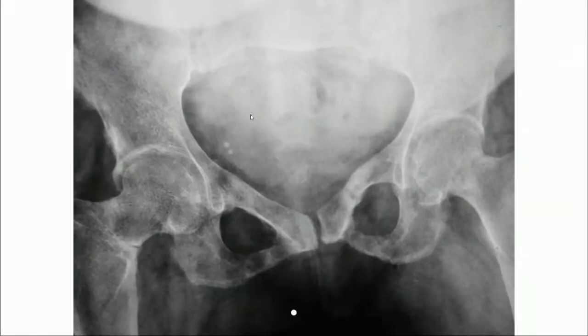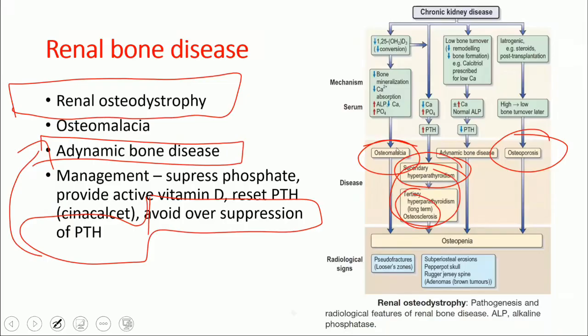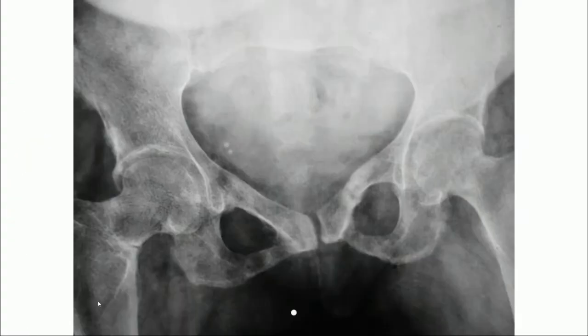Another thing that you see are these small fractures. They are also in this table. Right? So some of the other changes you see in renal bone disease are these looser zones, mostly in osteomalacia. Here you can see small fractures, this is a looser zone.